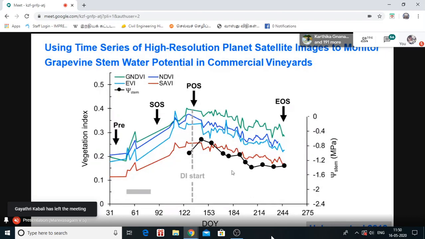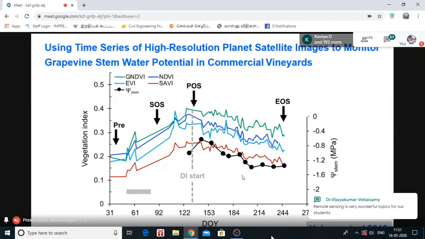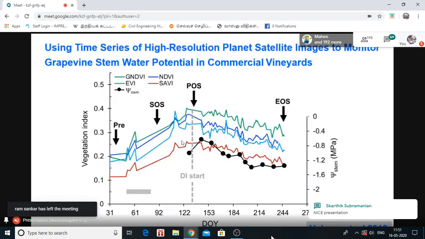The other example is using stem water potential. Here also we used different indices to derive the vegetation status. Instead of measuring the eddy covariance based crop water requirement, we measured the plant water content, that is the stem water potential, using a pressure chamber, and you can see the stem water potential measured in the plant exactly matched the vegetation indices derived from the satellites.